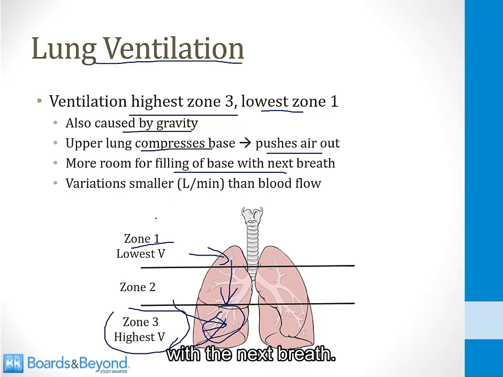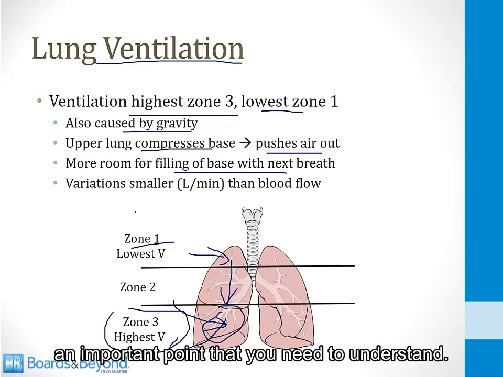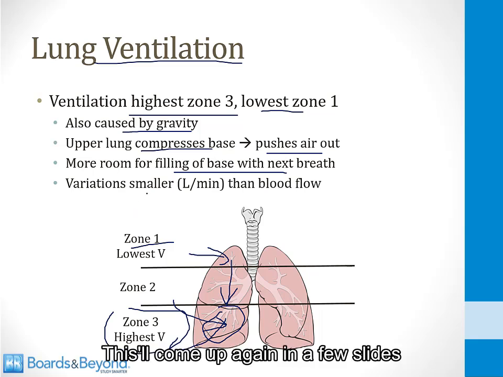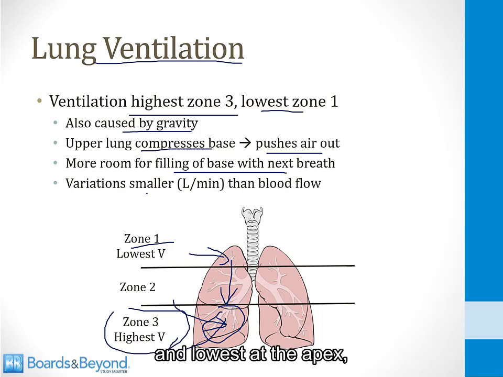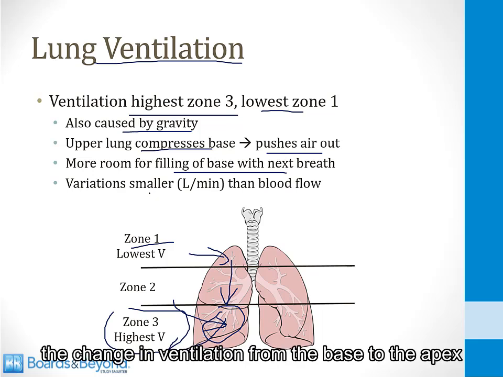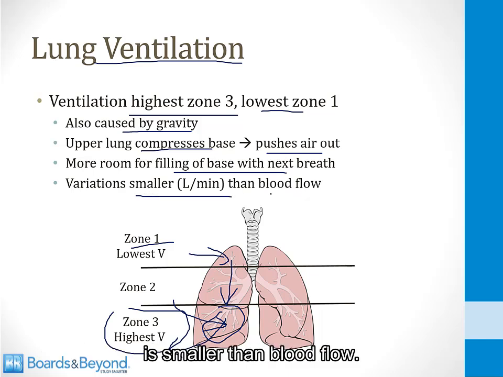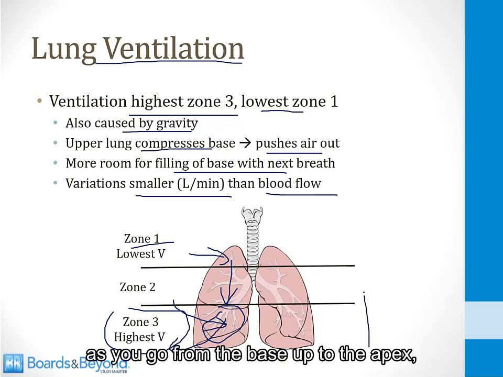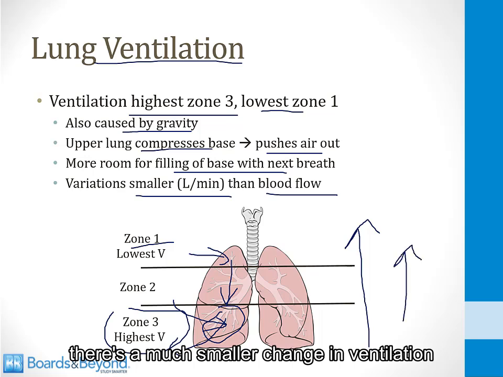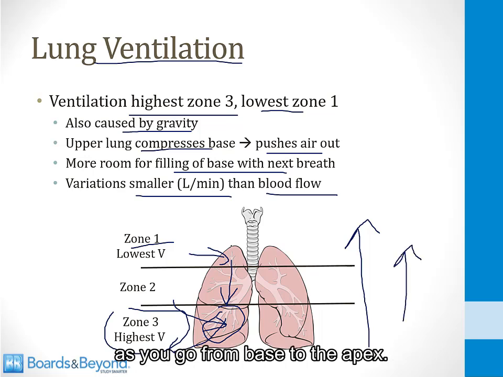And then finally, an important point that you need to understand, and this will come up again in a few slides, is that although ventilation is highest at the base and lowest at the apex, the change in ventilation from the base to the apex is smaller than blood flow. In other words, there's a much greater change in perfusion as you go from the base up to the apex. There's a much smaller change in ventilation as you go from base to the apex.